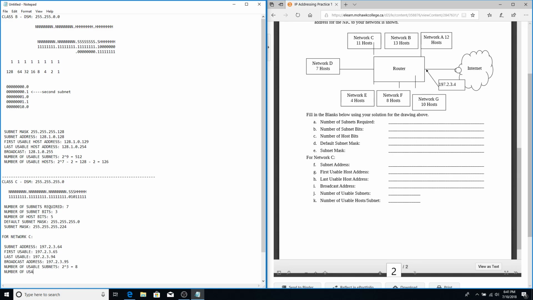And the number of usable hosts. In this case, we said 2 to the power of 5. But remember, we have to subtract 2. So that's really going to end up being 32, take away 2, which is 30. And that's it. So it's really, really easy, in my opinion.